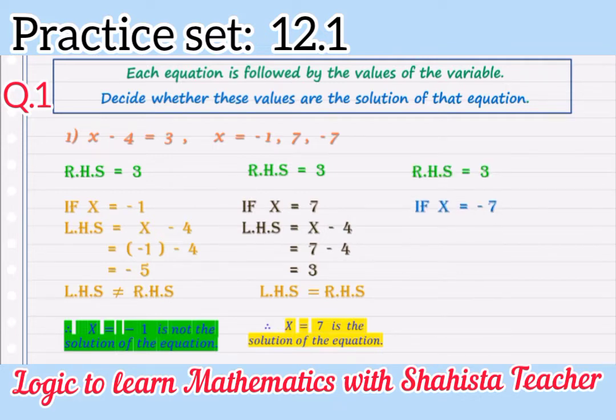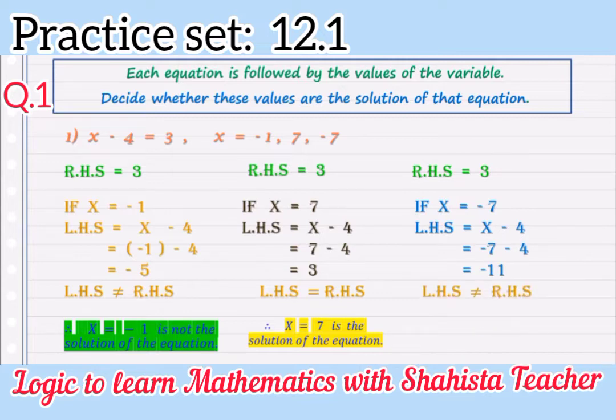Now the last condition, if x is equal to minus 7. Same, RHS is equal to 3. LHS is x minus 4. In the place of x we will put minus 7. So minus 7 minus 4. Minus and minus become plus. So 7 plus 4 is 11. The greater number's sign is minus, so minus 11. Here RHS is not equal to LHS.